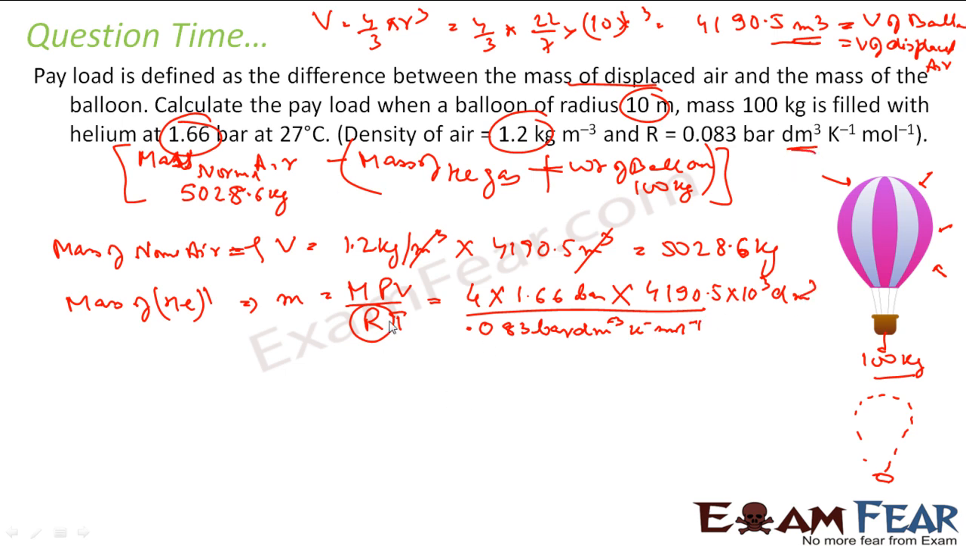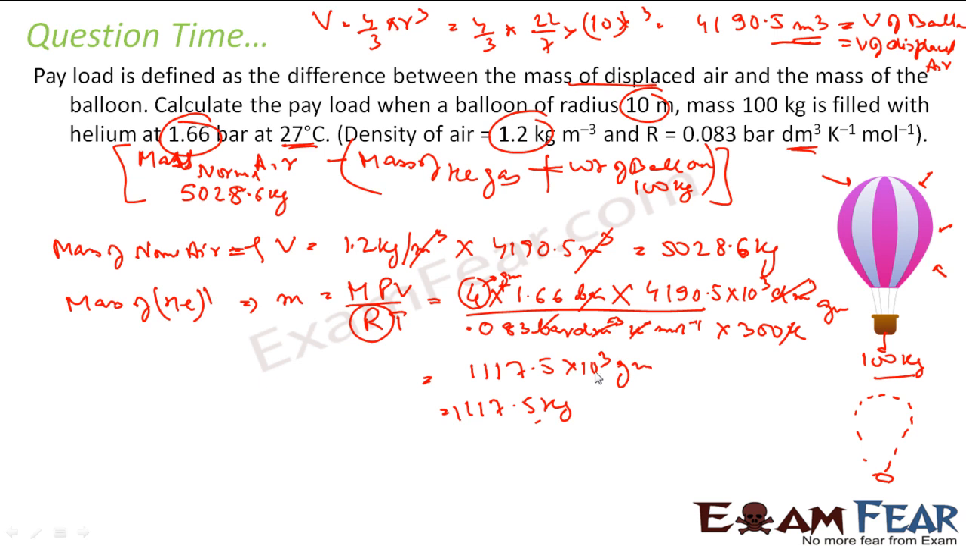Temperature is in Kelvin. 27 degrees Celsius is nothing but 300 Kelvin. So this whole thing will come in gram. So this comes out to be 1117.5 into 10 to the power 3 gram, and that is nothing but 1117.5 kg. Why gram? If you see, this has to be in gram because the unit says so, right? Because this 4 was in 4 gram. Bar gets cancelled, dm cube gets cancelled, and Kelvin gets cancelled. So I get gram.